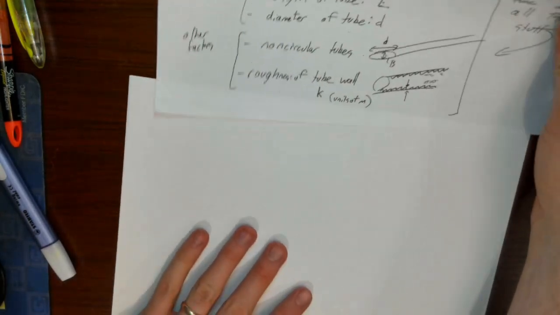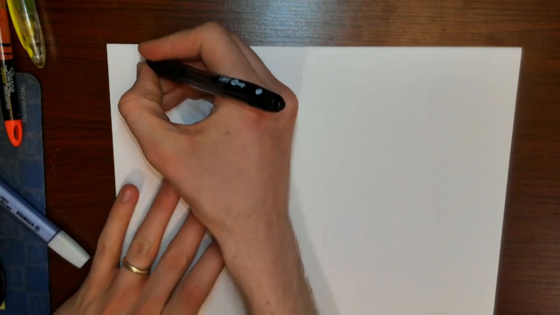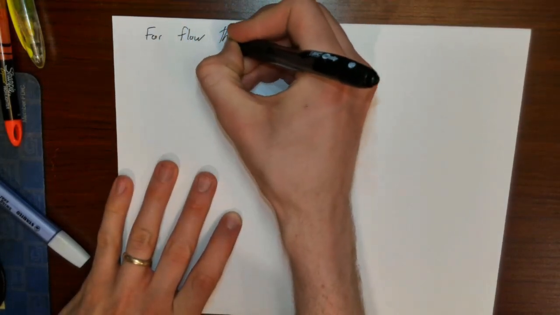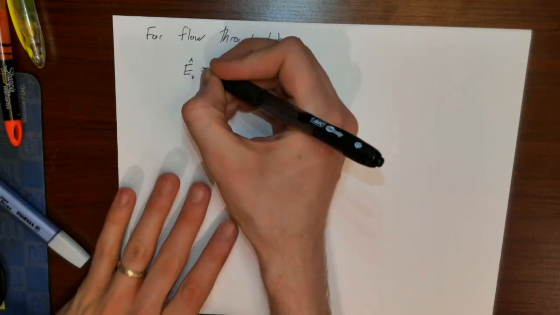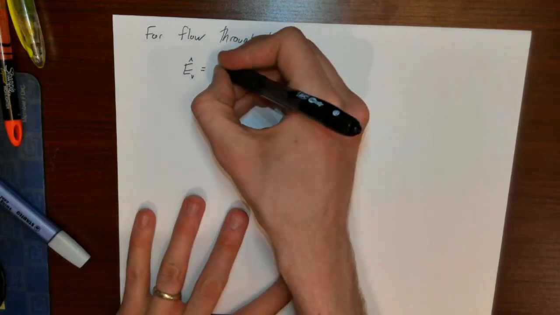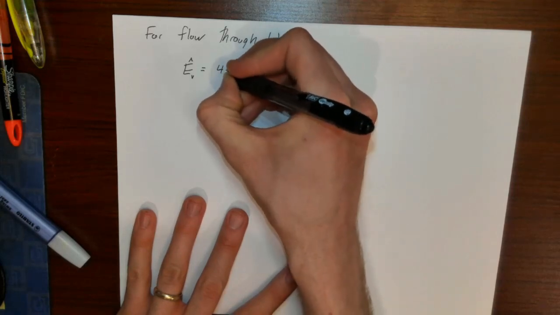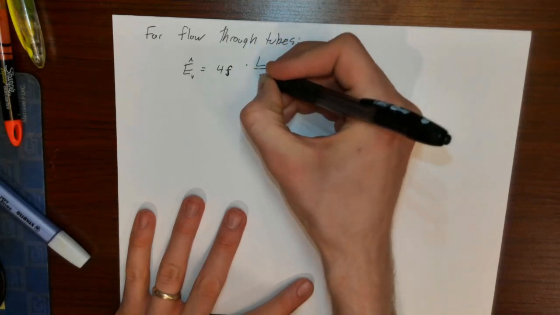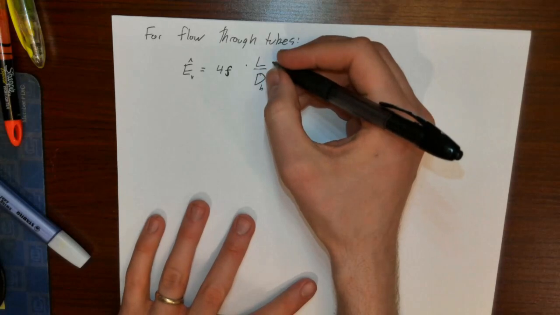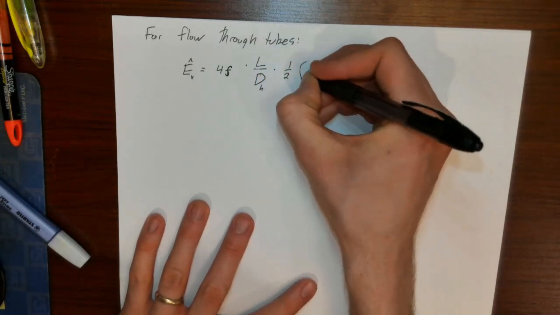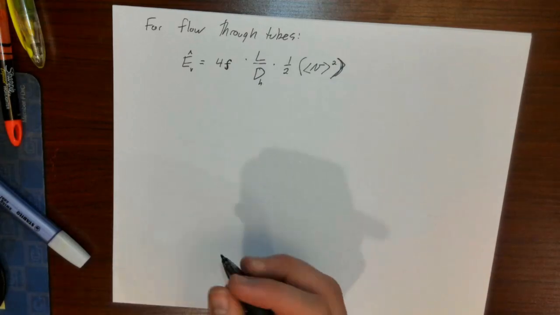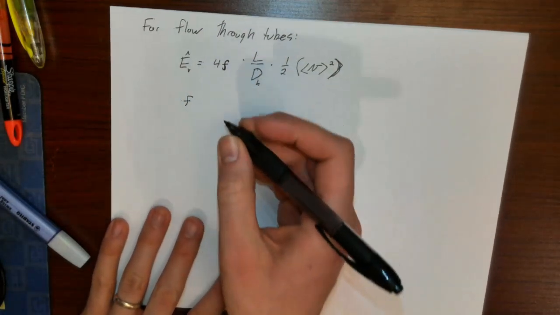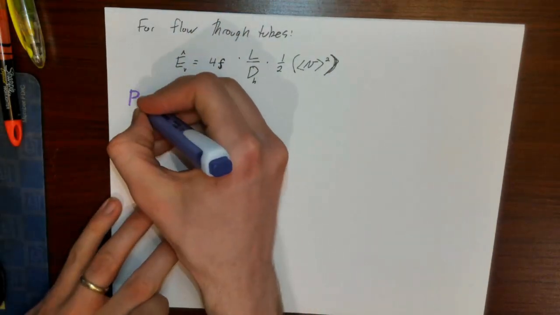For flow through tubes, the viscous loss term looks like this. It looks like 4 lowercase f, which I'll define in just a second, times L over d sub h, and I'll define what this sub h means in just a second, times 1/2 average velocity squared. So what is this f? Well, first, pause and ponder. What are the units?